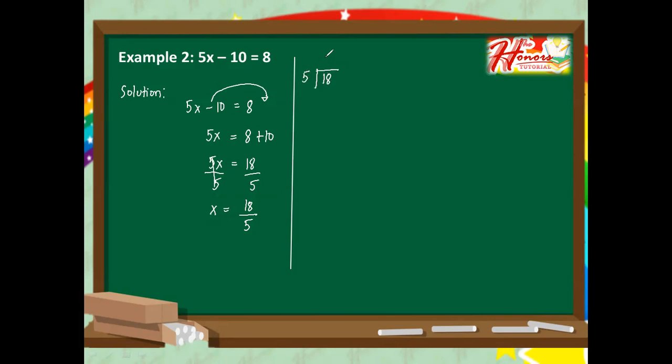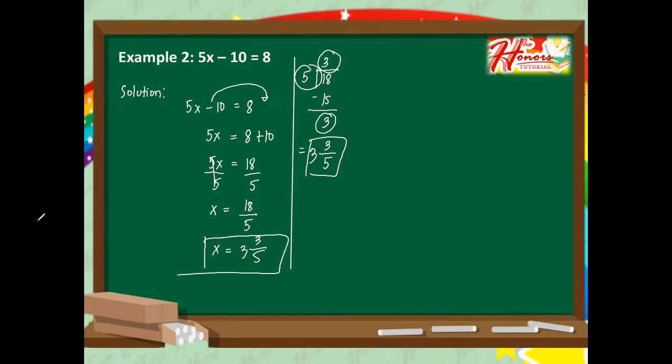So 18 divided by 5, that's 3. 3 times 5, that's 15. 18 minus 15, that is 3. So now we are going to change this into a mixed number. Your quotient here, which is 3, will serve as your whole number. And your numerator here, which is also 3, will serve as your numerator. And then your divisor here, which is 5, will be your denominator. So we have here 3 and 3 over 5. So meaning x is equal to 3 and 3 over 5. This is the final answer for number 2.